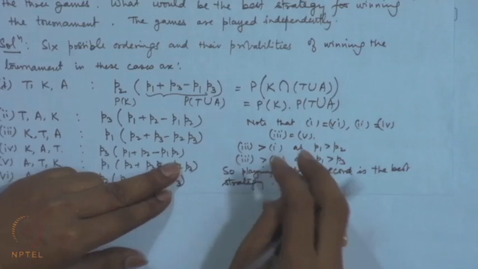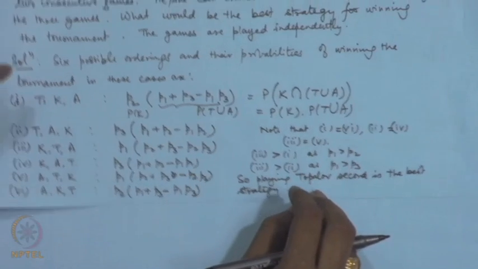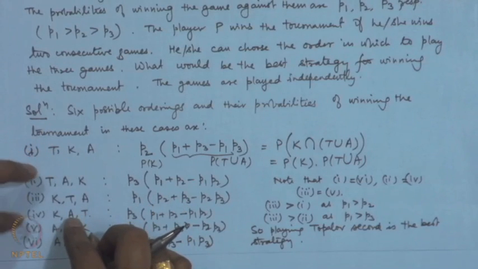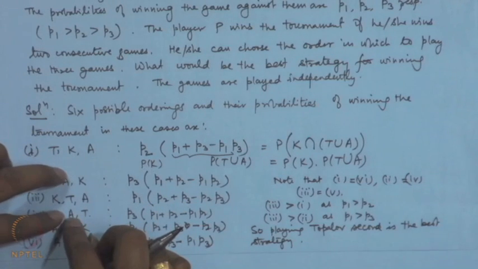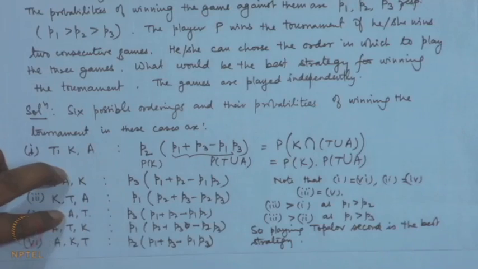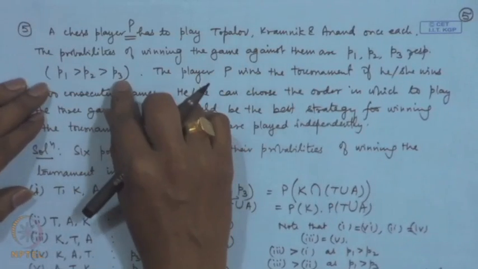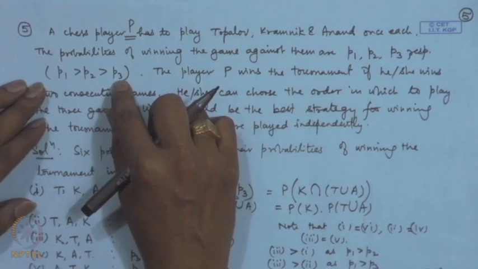On the other hand, if you play Anand in the middle, then that is the worst strategy, because 2 4 is the smallest value here, because he is the strongest player according to the probabilities of winning against that are given.